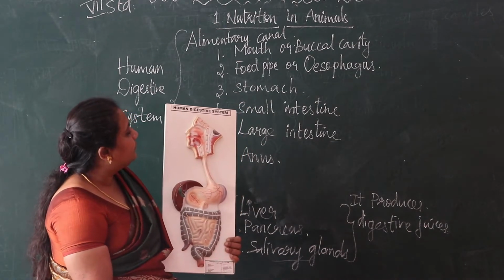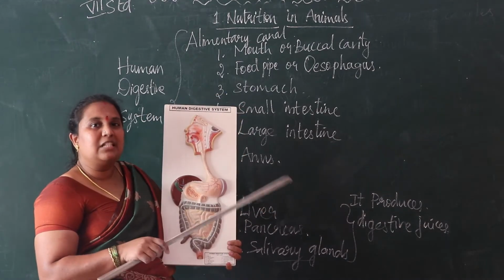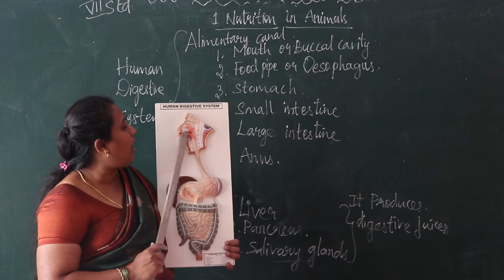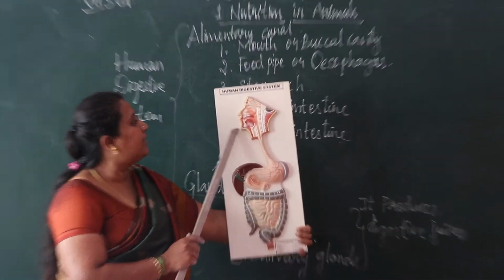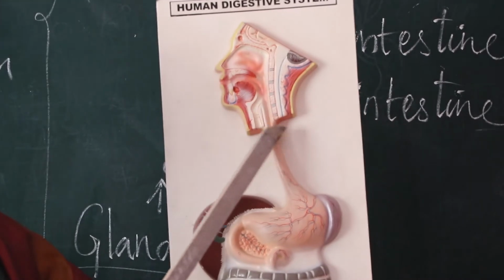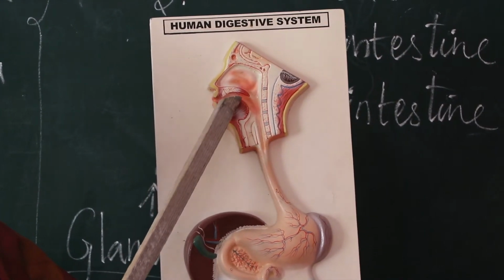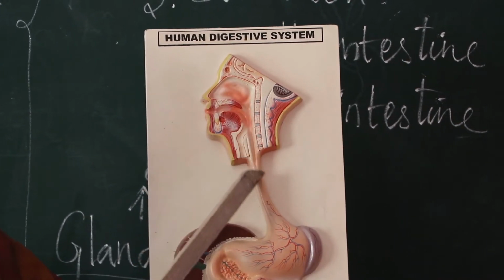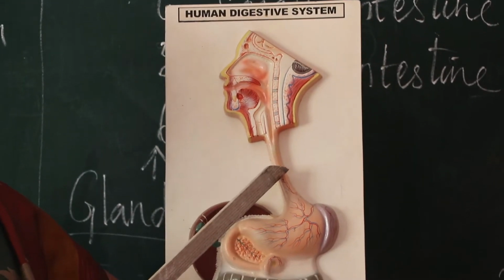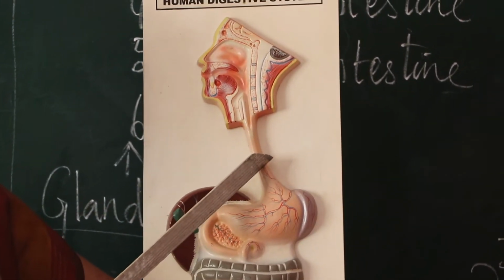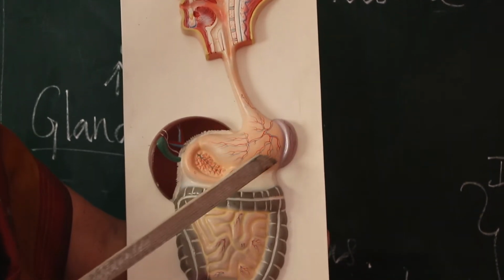Let us see here, as I told in our last class, by the chart. This is the mouth or buccal cavity. The food particle which we eat here moves to the food pipe, or esophagus. Then it moves to the stomach. See, it is the stomach here.